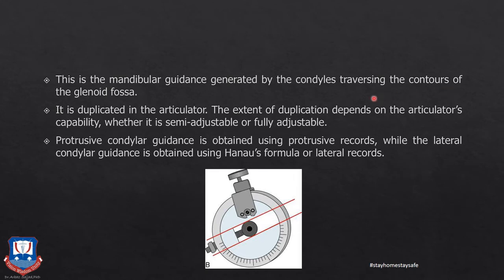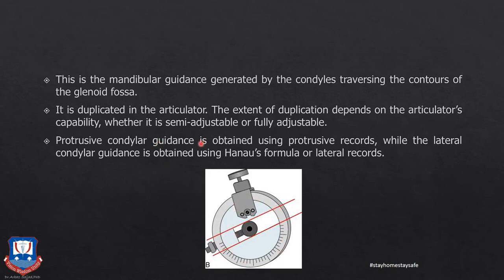So this is the mandibular guidance. Also, condylar guidance is known as horizontal guidance. This guidance is generated by the condyles traversing the contours of the glenoid fossa. It is then duplicated in the articulator. The extent of the duplication depends upon the ability of the articulator, whether it is a non-adjustable articulator, a semi-adjustable articulator, or a fully adjustable articulator like class 4A and B articulators.